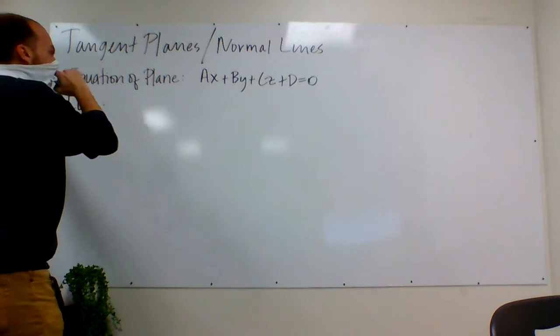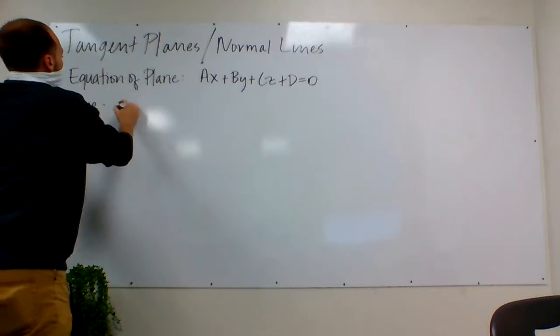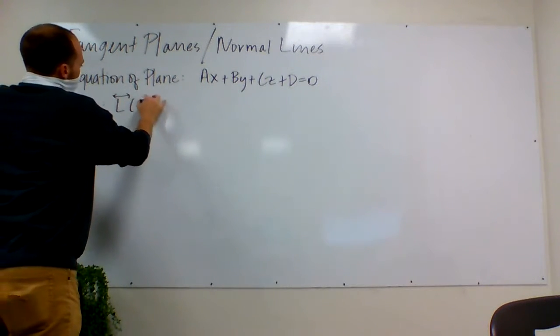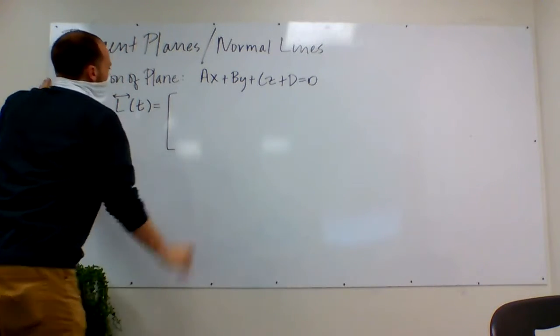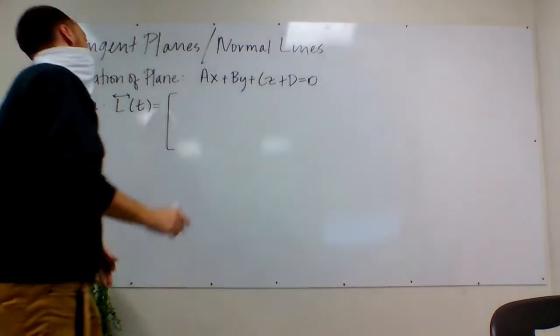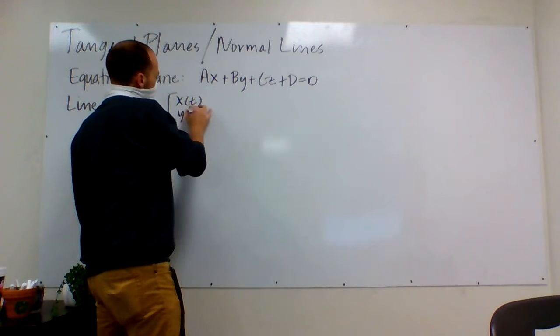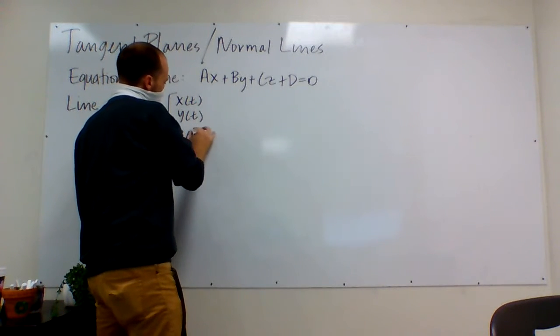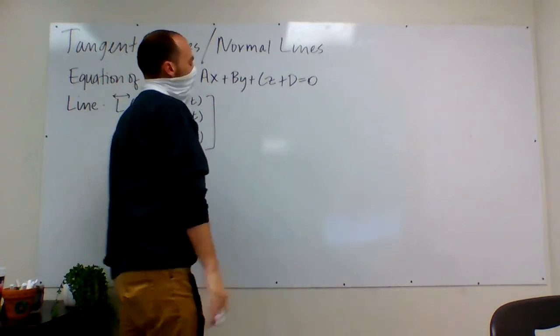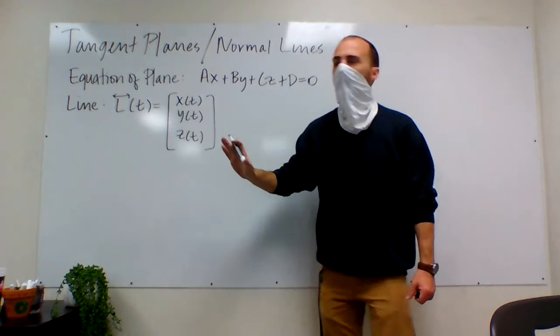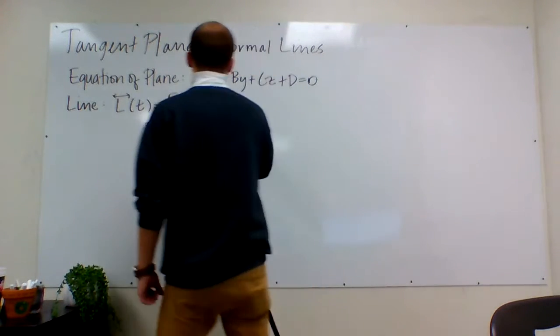A line is going to have to be defined parametrically, with some sort of parameter, usually time. Say L of t is, and we write it as a vector, where x, y, and z are all linear functions of t. So what we can do is write it as a point.